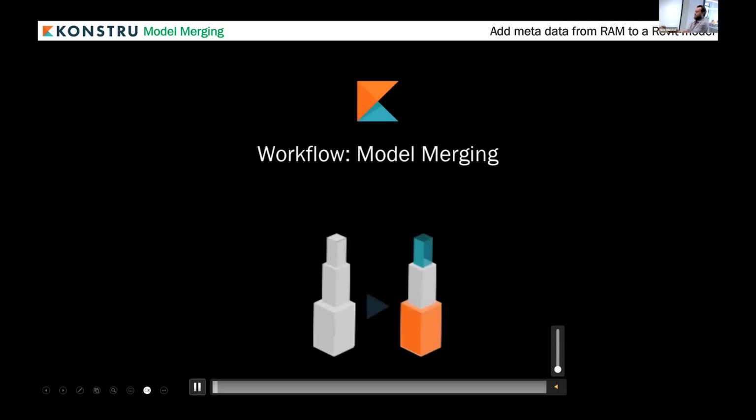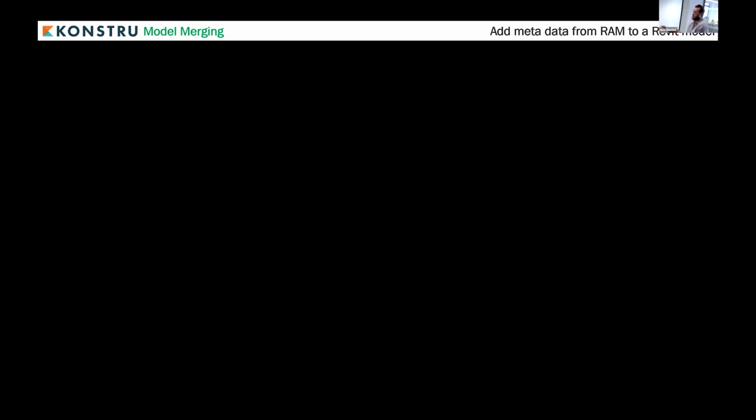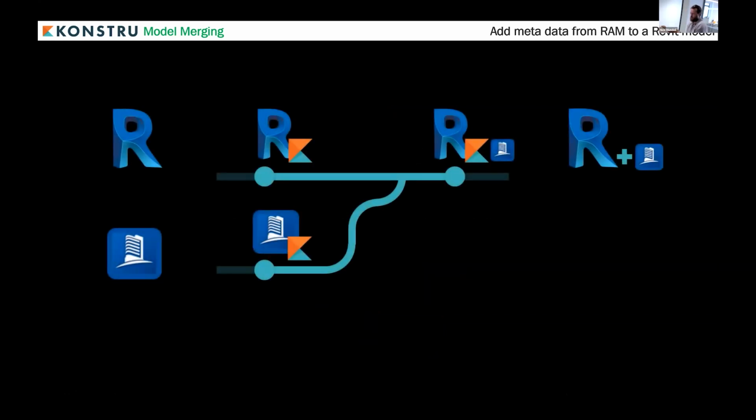Okay, so model merging. As I said, basically the process in this case is going to be how we get a RAM model, profile, studs, and camber and forces from the RAM model into Revit. It's going to involve 3 steps. First step is going to be related to what we've demonstrated already with Konstru, and we're going to upload from our local model to Konstru.